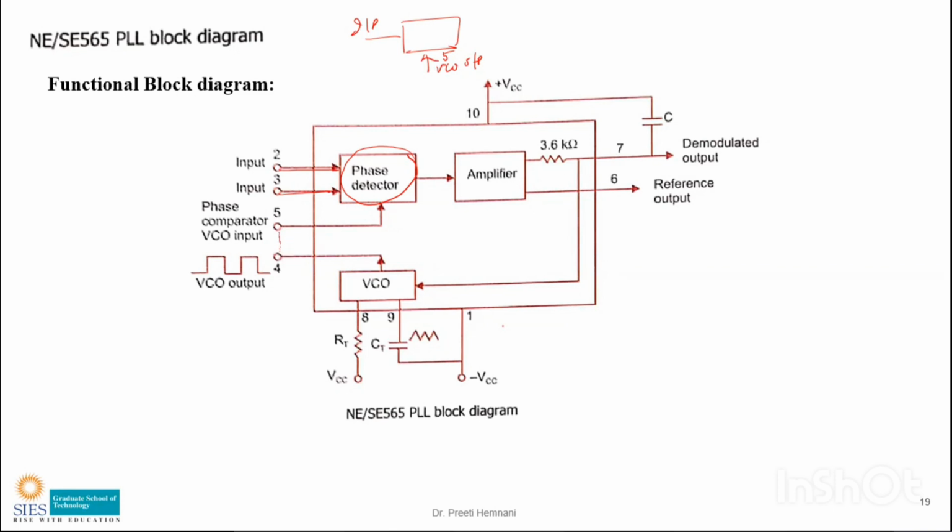And you can see here the VCO. When we studied, if you remember, we had the pins for RT and CT to get triangular and square waveforms. So pins 8 and 9 are the VCO pins, where you have RT and CT. After the phase detector you have an amplifier, and the amplifier has two outputs. One is through the filter, which is a low pass filter. I showed you the low pass filter in the block diagram. So RC is a low pass filter. This is the reference output without the filter, and this is the output with the filter. That's why it is called the demodulated output, and this is the reference output.